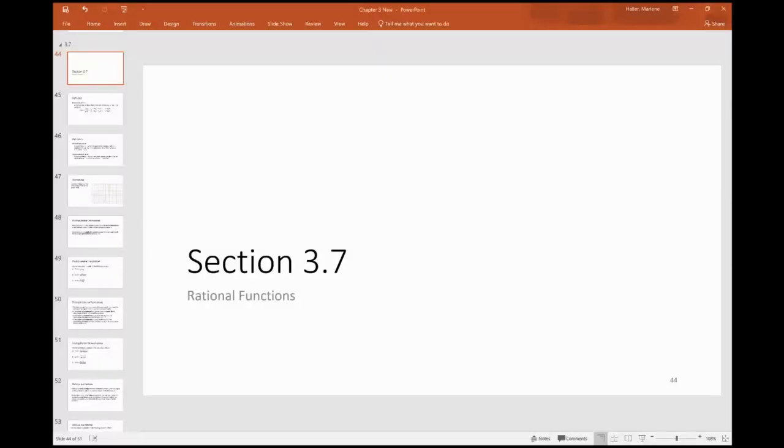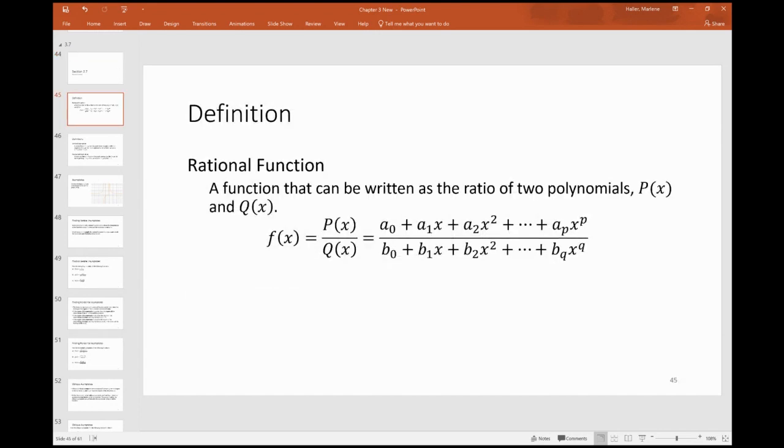Hello, this is the lecture for section 3.7, rational functions. Let's begin with a definition. What is a rational function? Well, most easily put, it's simply a fraction where the numerator is a polynomial and the denominator is a polynomial.